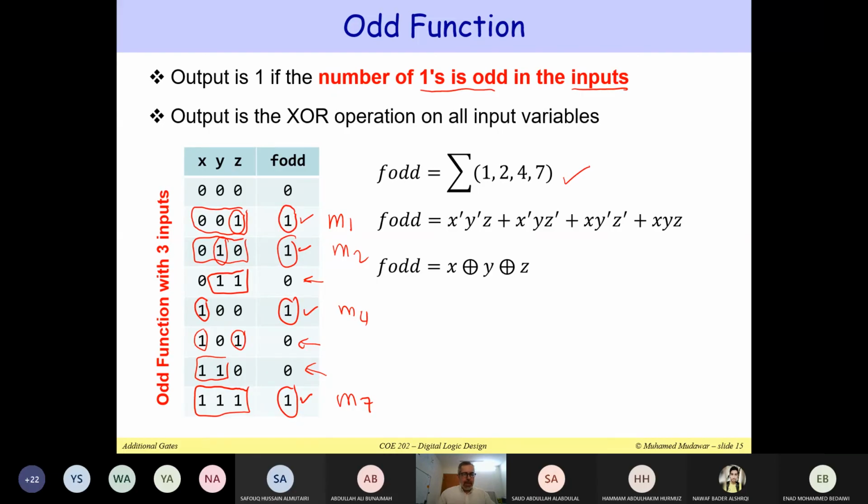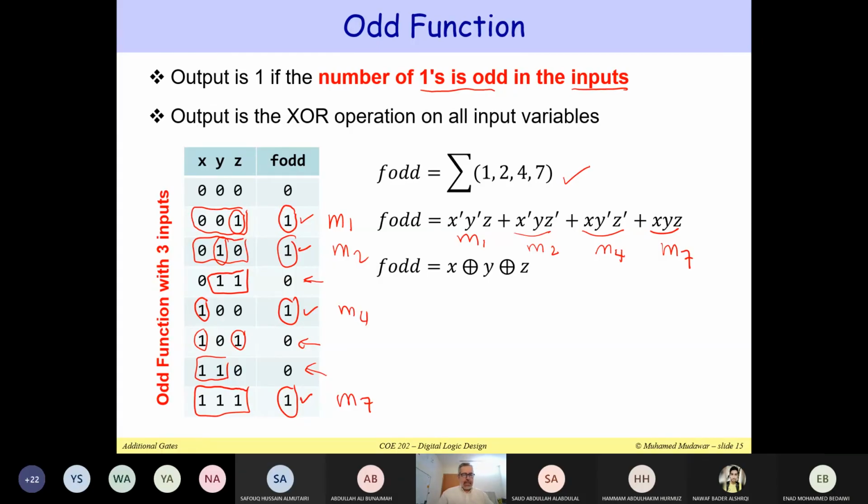And I can write it algebraically. So this will be minterm 1, that will be x prime y prime z. This will be minterm 2, which is basically x prime y z prime. This will be minterm 4. And this will be minterm 7. So we can write it algebraically.